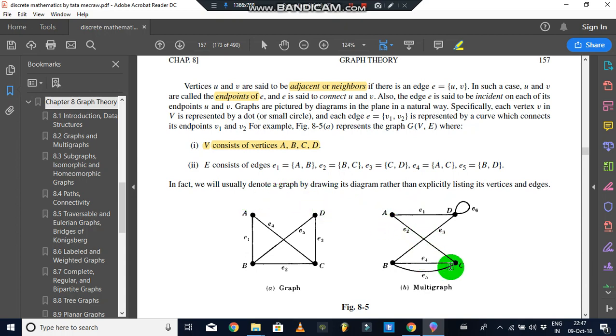So this is the multigraph thing. A to C, A to D, and this is D to D. This is the self loop, D to D. This is reflexive, and B to C and C to B. So this is called the multigraph.